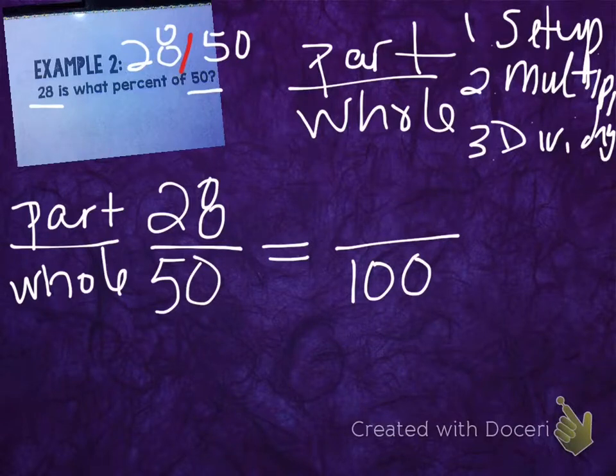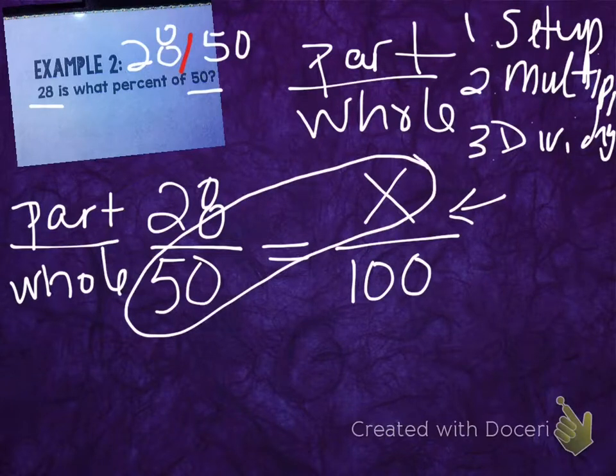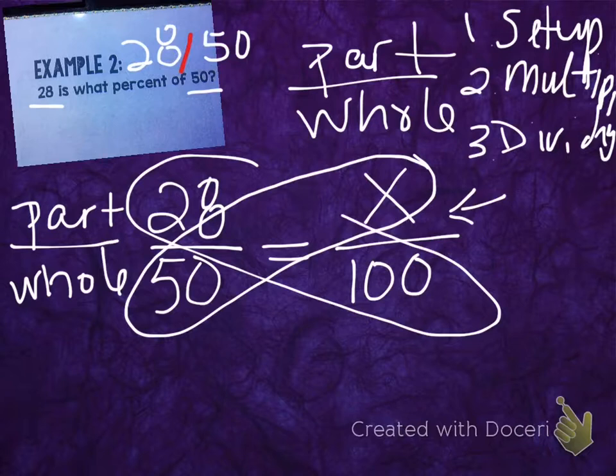Now I have this one little section that I have nothing in. So that is where my variable will actually go, which we're going to use x. Okay? Now our second step said to multiply. So I'm going to go ahead and multiply. Multiply butterflies, I say in some of my classes. So let's cross multiply. 50 times x is going to be 50x.